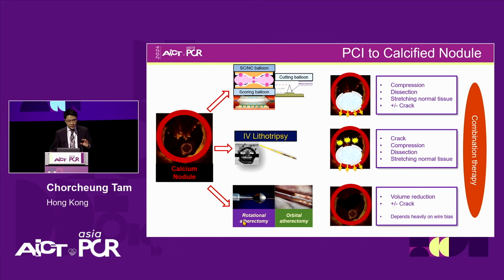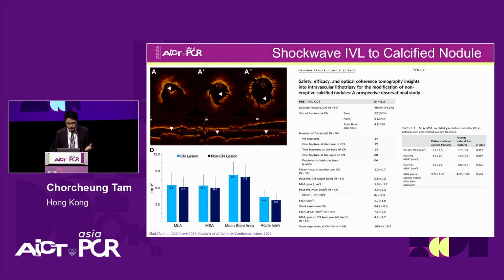On the other hand, for calcified nodule, atherectomy is also very useful. Be it rotational or orbital atherectomy, it aims at ablating the calcified nodule, that is volume reduction without cracks. But of course, we have to know that for atherectomy, wire bias is very important, right? If the wire bias is not at the nodule side, no matter what we do, it's not doing much on the nodule, but injuring the normal tissues. For some cases, we have to use a combination of these technologies to achieve the best outcome for our patients. So we will talk about Shockwave IVL for calcified nodule.